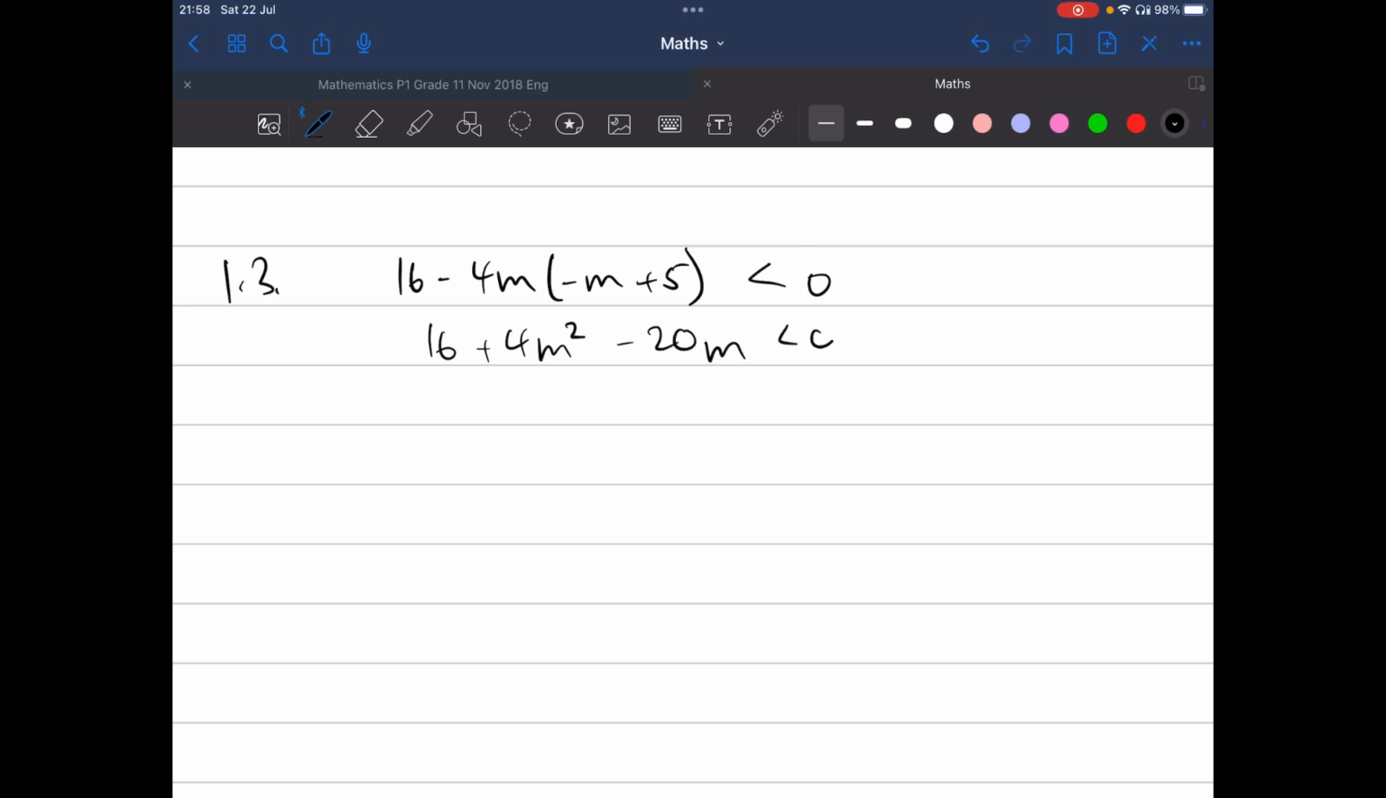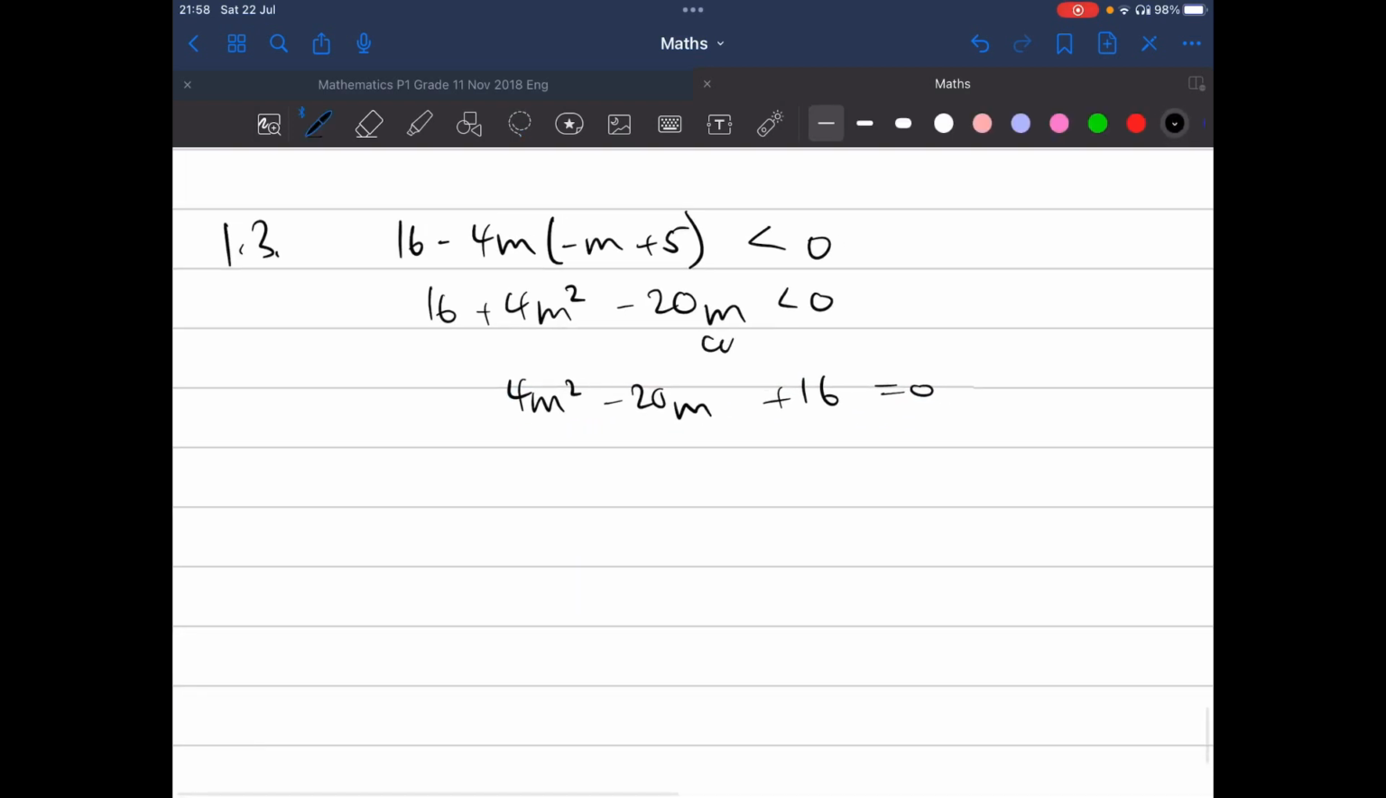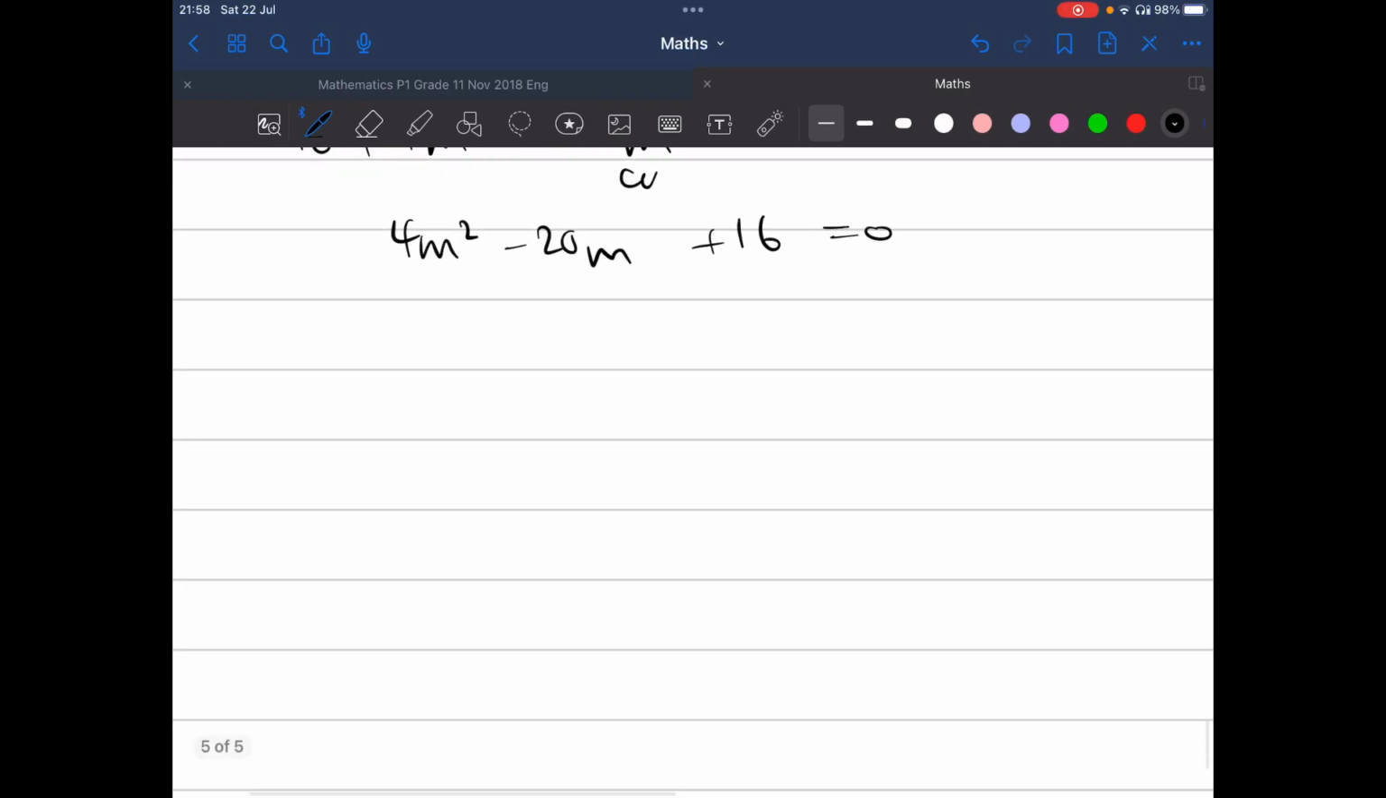Okay, let's rearrange this so that it goes like that, and let's equate it to 0. Because much like the other question, we're going to find the critical values first. Okay, so I can use factors here again to solve for this. But before I even do that, let's first make this a bit simpler.